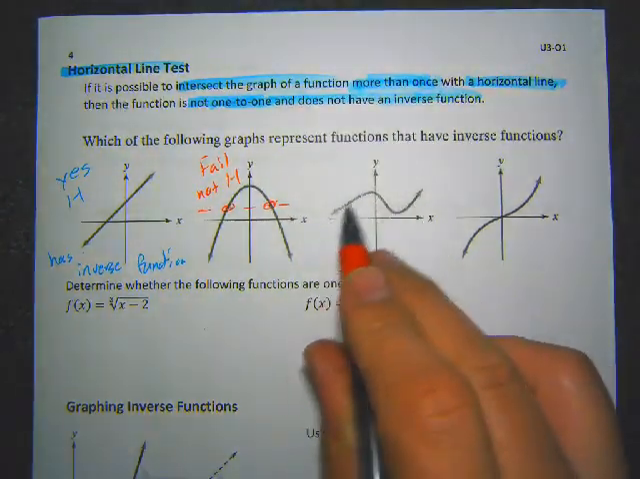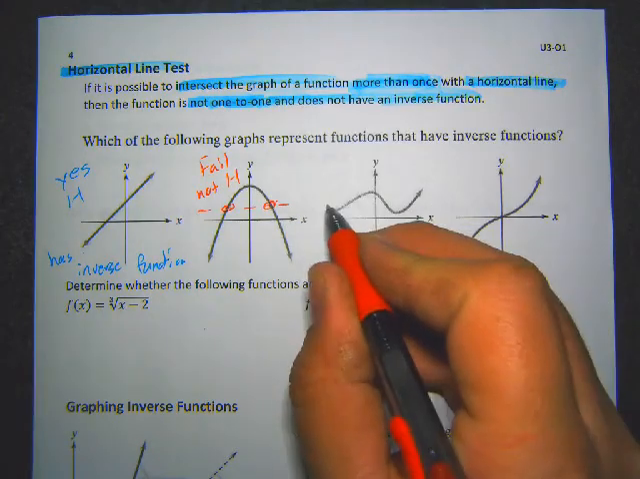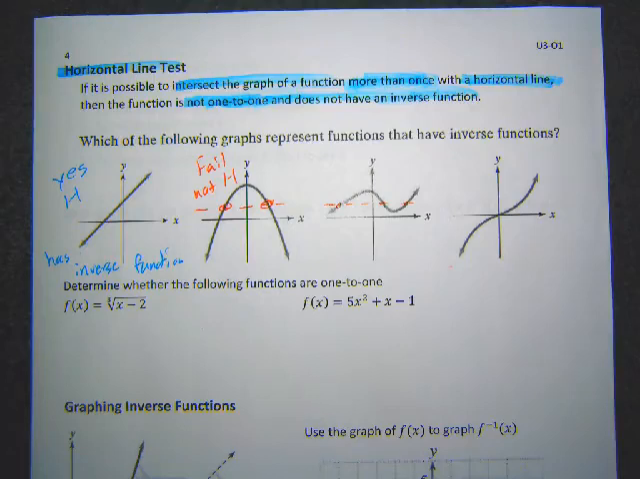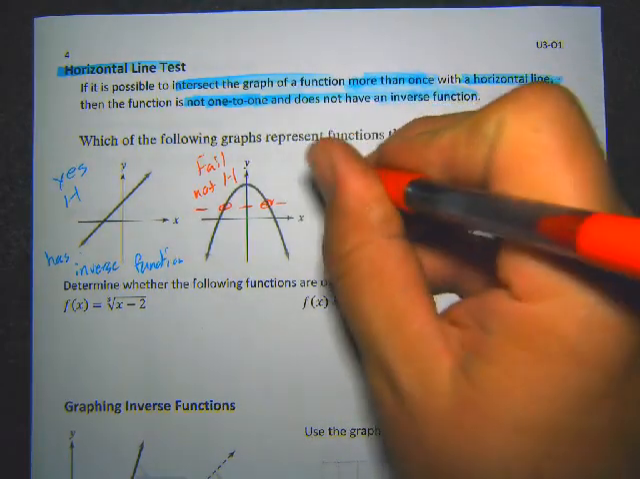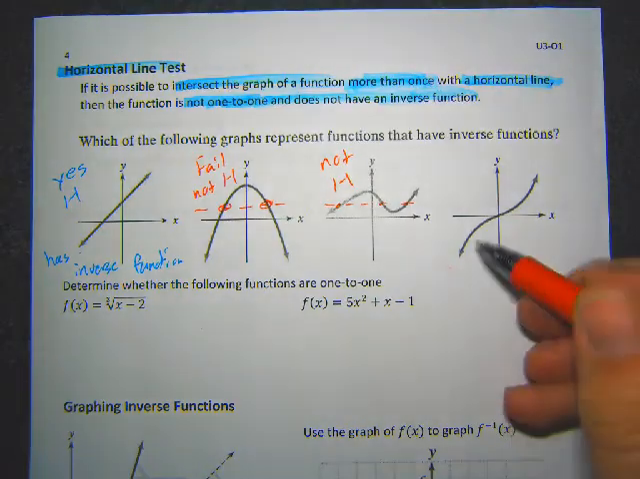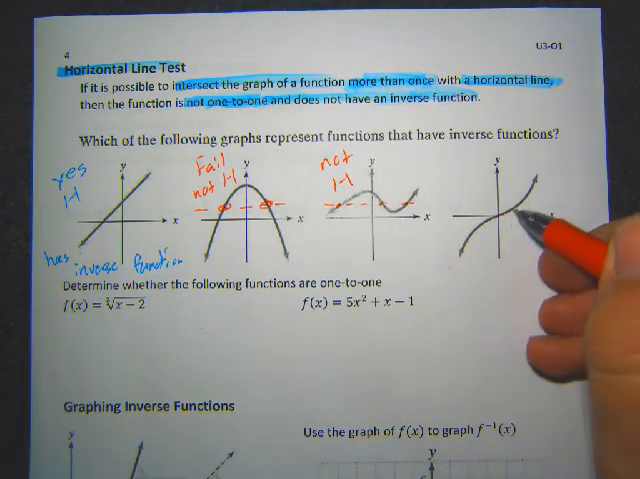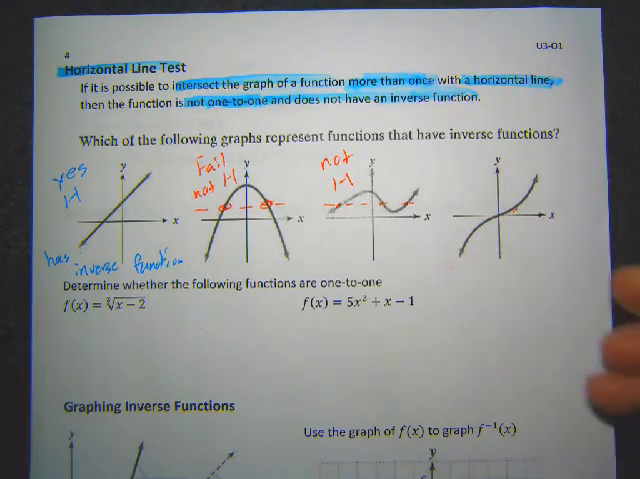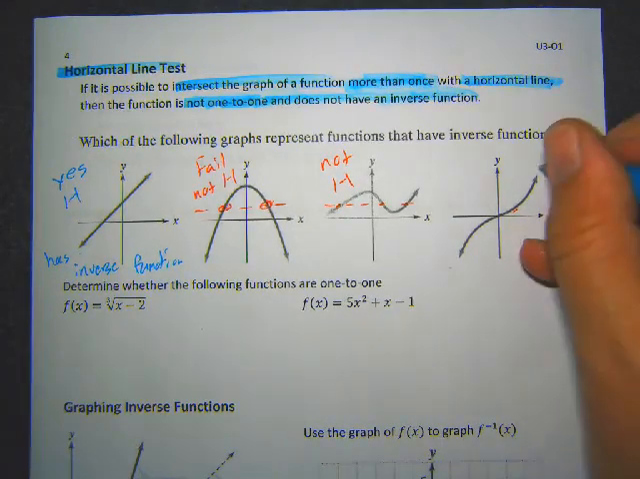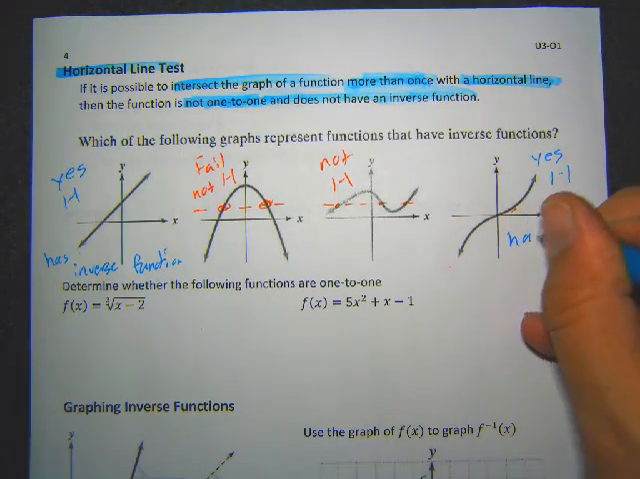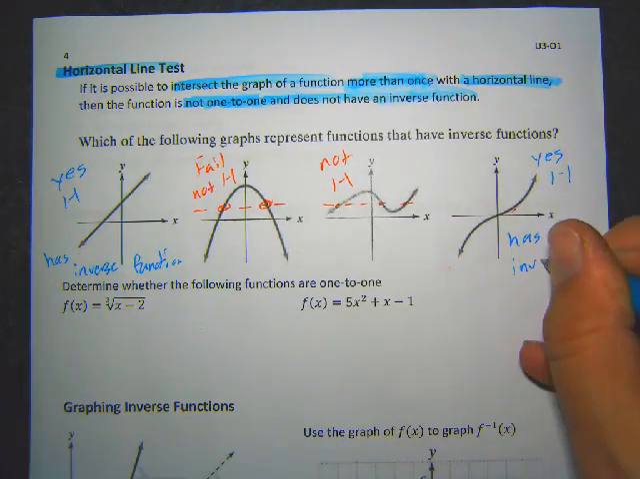This next one here is a cubic function. It also fails, right? Because you could draw a line right here that crosses 1, 2, 3 times. If it crosses anything more than twice, it fails. It's not one-to-one. It does not have an inverse function. Last one, this is also a cubic, but this one you'll notice is nice and smooth. It doesn't bump. So this one actually passes. No matter where you draw, you will not cross more than once. So yes, this one is one-to-one, which means, again, it does have an inverse function.